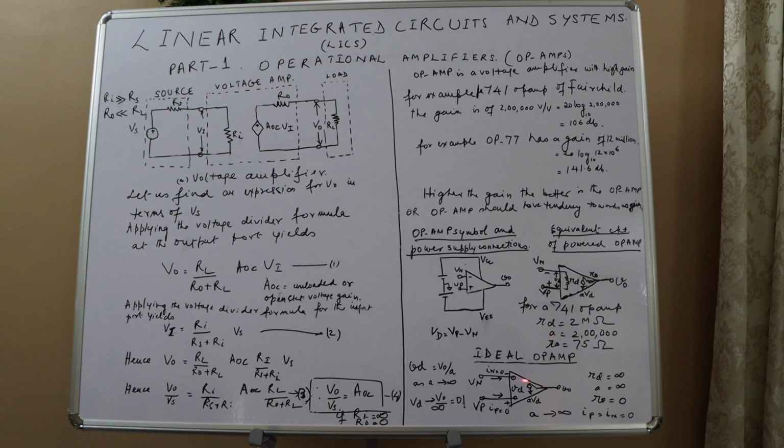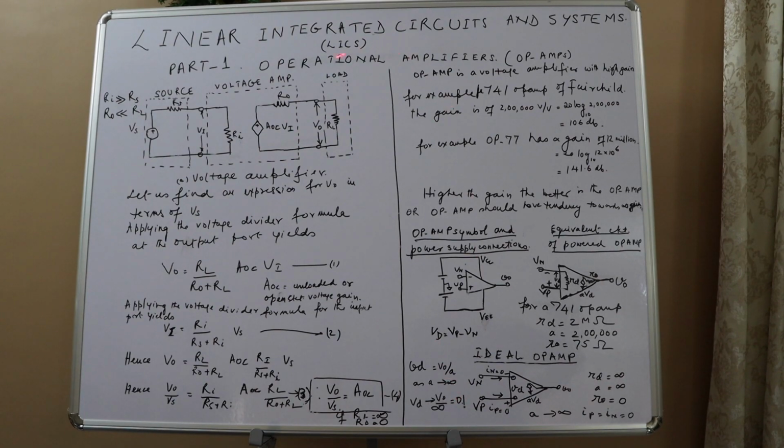This is the ideal op-amp. In an ideal op-amp, there are no currents going into the inputs, Vn or Vp. Rd is equal to infinity, A is equal to infinity, R0 is equal to 0. R0 is the output resistance, A is the open loop gain, and Rd is the differential input resistance. Vd, as we said, is V0 upon A. Now, as A tends to infinity, Vd becomes V0 upon infinity, that is equal to 0.